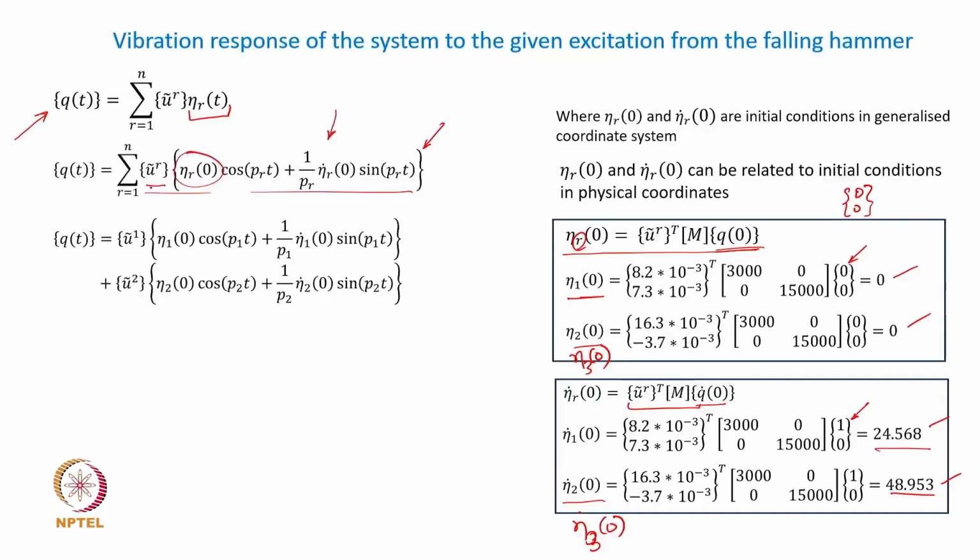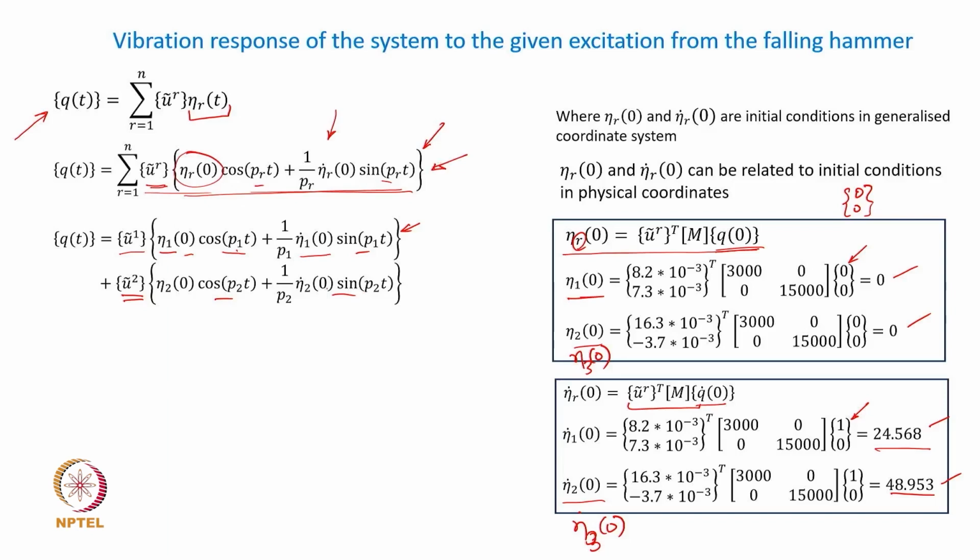So, what you have is the first modal vector u1 tilde multiplied by this term for r equal to 1. So, r equal to 1 means eta 1 naught, eta 1 dot naught, and instead of p r you will have p1 and so on. So, the first term is done. The second term will correspond to the second eigenvector u2 tilde multiplied by eta 2 naught and eta 2 dot naught and the corresponding harmonic time functions p2 t, sine and cosine terms, right. That is the expansion of this general equation that we wrote.